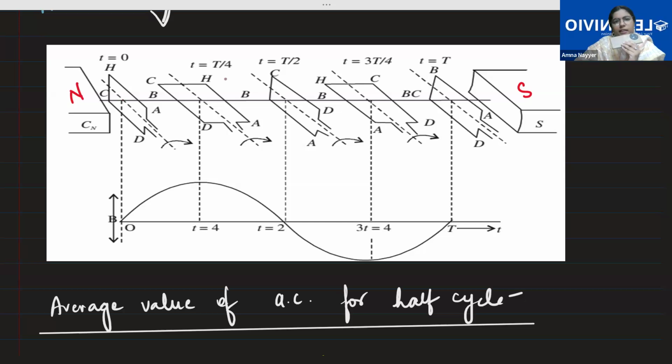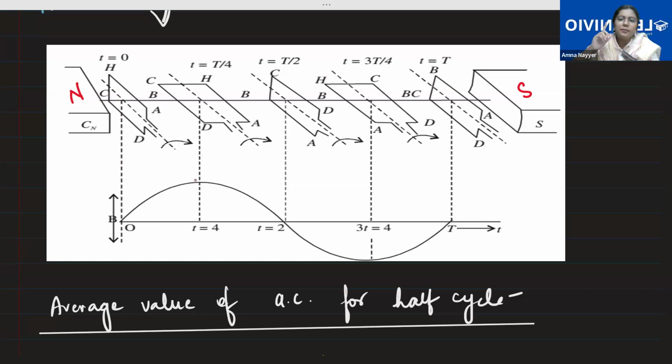B is just for magnetic field. A, B, C, D is the coil. Okay, magnetic field is present. Now see, coil rotates like this. This is how the coil rotates. So what happens? 1/4 of the complete rotation is covered.